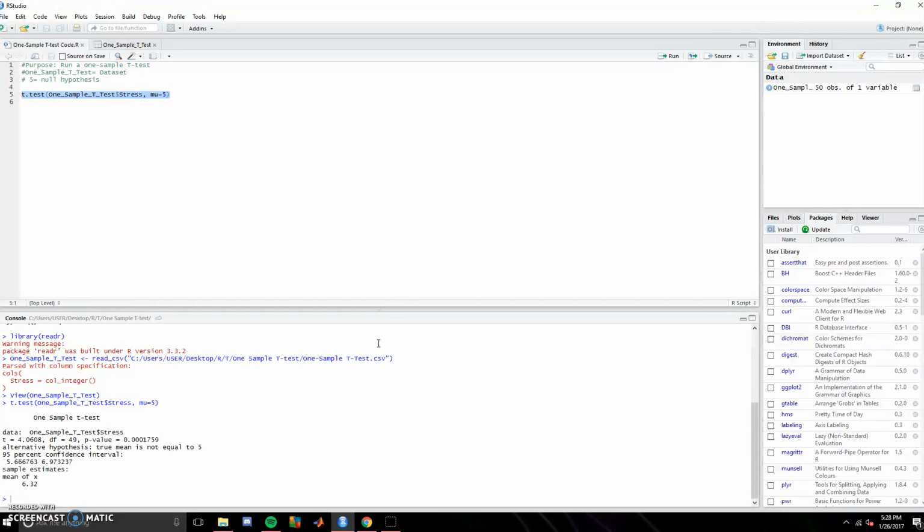In fact, when you look at the 95% confidence interval, it suggested that the group mean is between 5.6 and 6.97, with the sample mean being 6.32. And this is how you run a one sample t-test using R and RStudio.